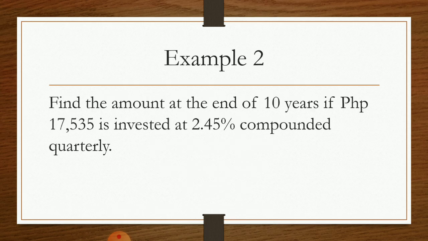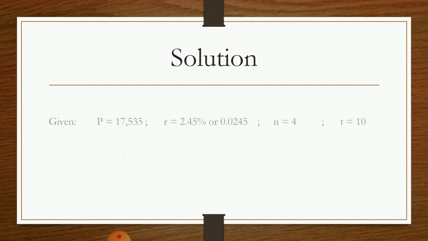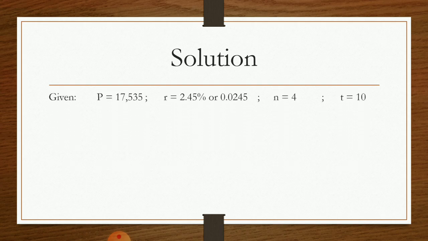Another example, find the amount at the end of 10 years if 17,535 Philippine peso is invested at 2.45% compounded quarterly. So, for the given, the principal amount is 17,535. The rate is 2.45% or that is 0.0245. N is equal to 4 since that is compounded quarterly, and T is equal to 10.